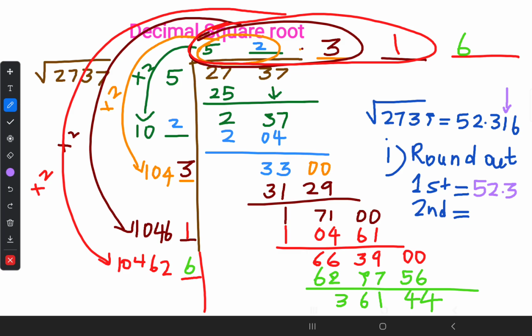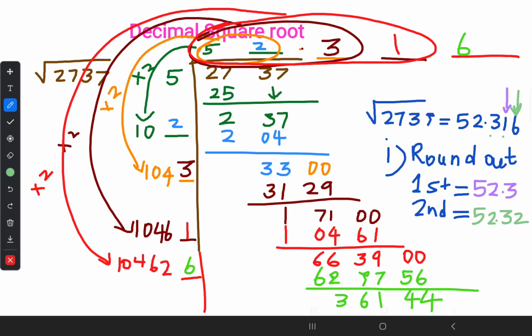When we need to round off this one to the second decimal, in that case, you should think about the third decimal number. This is the first decimal, second decimal, third decimal. To round off to the second decimal, think about the third decimal number, which is greater than 5. So you should add number 1 to this. So 52.32. This is the round off.